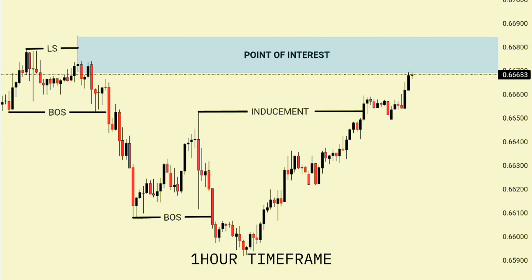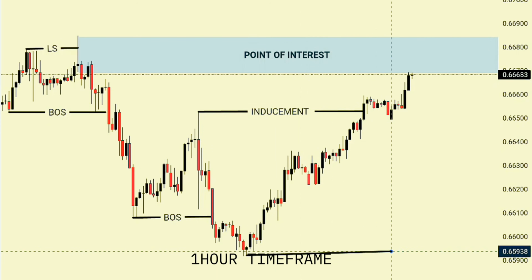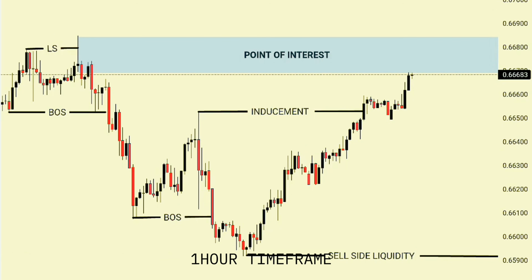Now, let's talk about the target. The market has a cluster of equal lows around the bottom, marked as sell-side liquidity. Why does this matter? Because smart money always moves price from one liquidity pool to the next. After collecting buy-side liquidity at the point of interest, the next logical destination is sell-side liquidity. This sell-side liquidity becomes our take profit, the place where smart money will likely deliver price after filling sell orders.